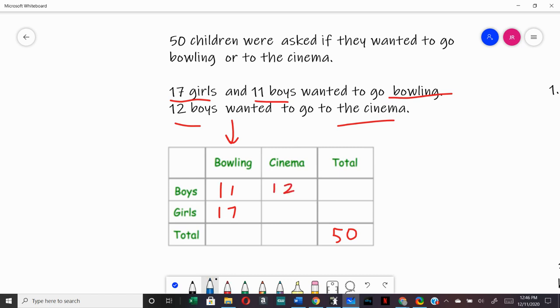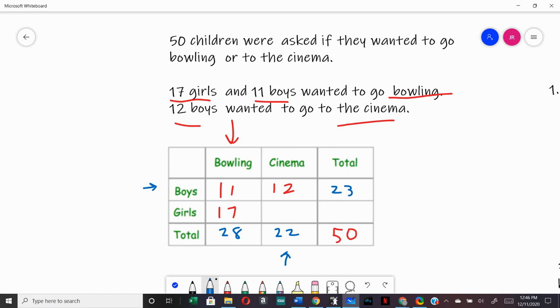So from here, we just have to fill in the rest of the information using the fact that we have 50 total. And so we can add the boys column right here: 11 plus 12 is 23. And then we can add the bowling column. We know that that's 28. Now we can use that to fill in the rest. If there's 28 that want to go bowling and there's 50 total students, then that means that there's 22 that want to go just to the cinema.